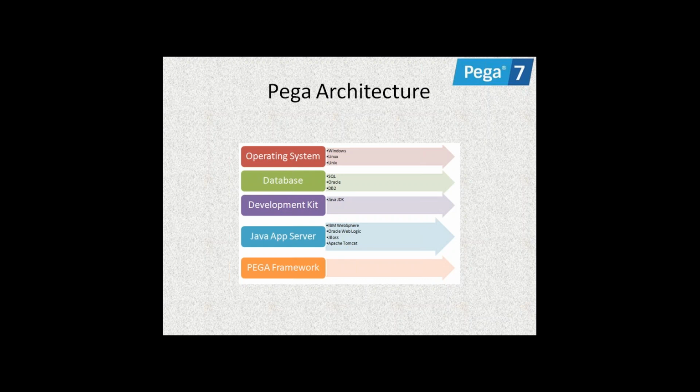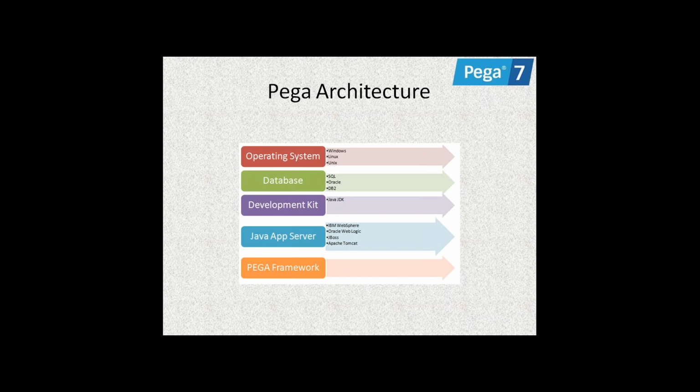And for the application server, based on the size of the applications, they will go with the servers here. If it is a banking application, they can go with WebSphere or WebLogic, depending upon the size of the applications. So no need to have any application server knowledge, and just JDK will be installed in the backend, because Pega is a Java based application.